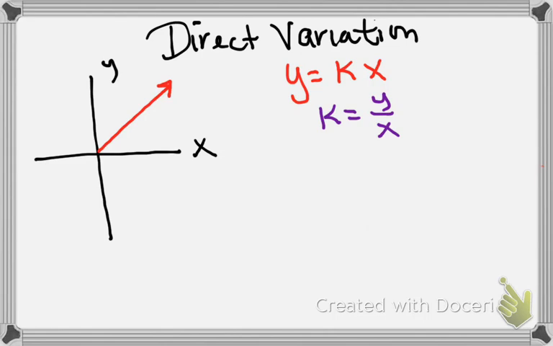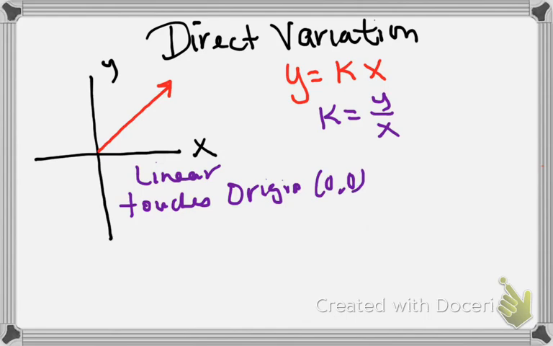So first, let's talk about the graph of a direct variation. The graph is linear, of course, and it has to go through the origin, so it touches the origin. Of course, you know that's at 0, 0. Now I just drew one, but there are many ways it could be drawn. It could be drawn like this. We could have where it goes through like this. Any of these works.